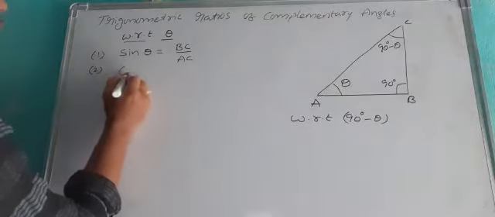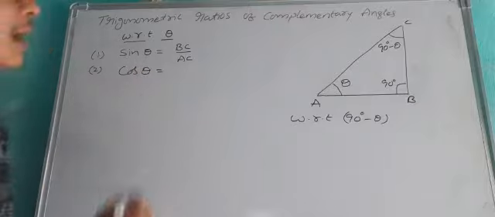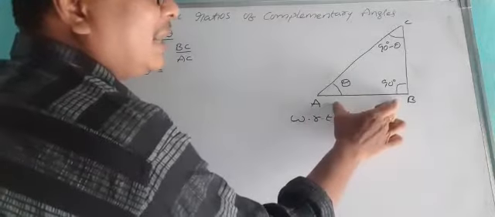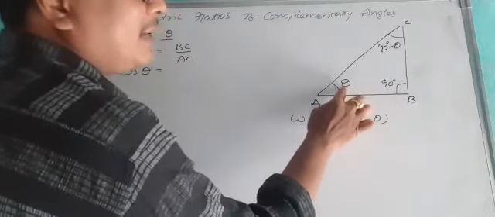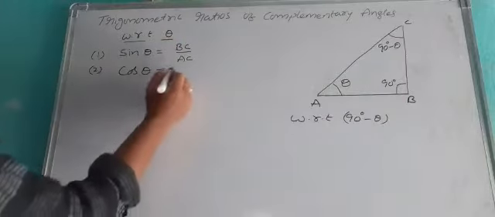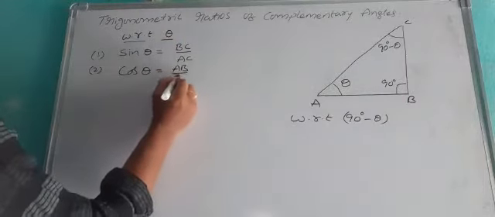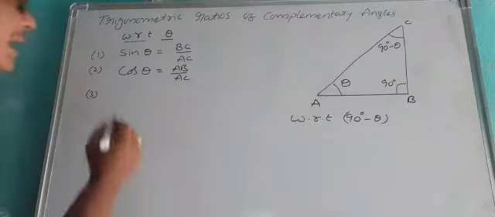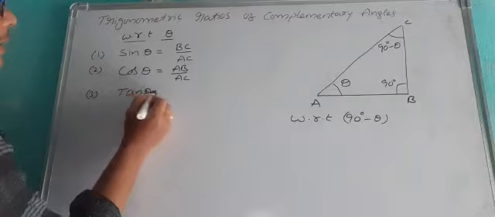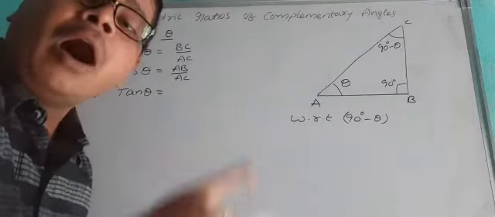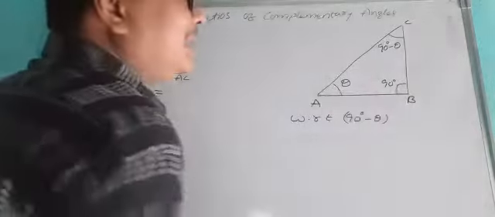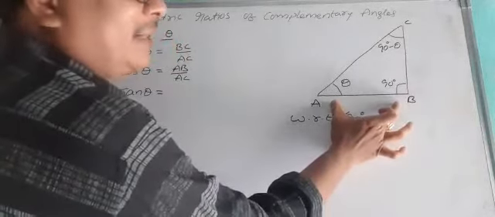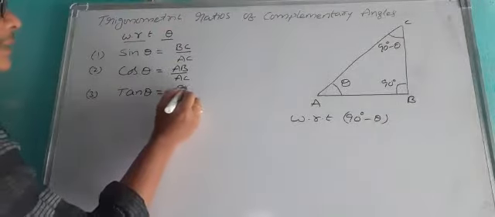Second one is cos theta. Cos theta equals what? Cos theta equals adjacent side of theta by hypotenuse. AB is the adjacent side of theta. That means AB by AC. And third one is tan theta. Here tan theta equals opposite side of theta. What is the opposite side of theta? BC, by adjacent side of theta, AB. That means BC by AB.